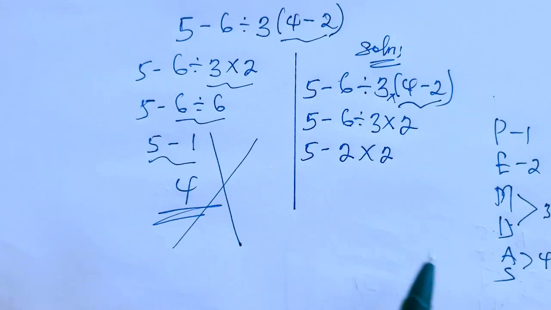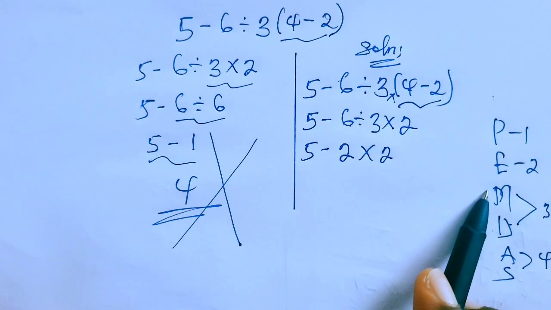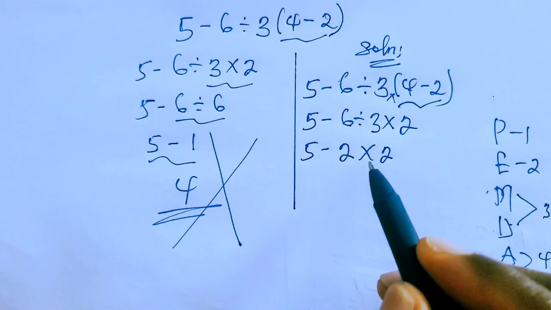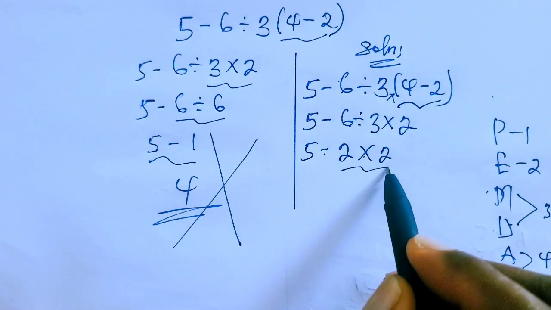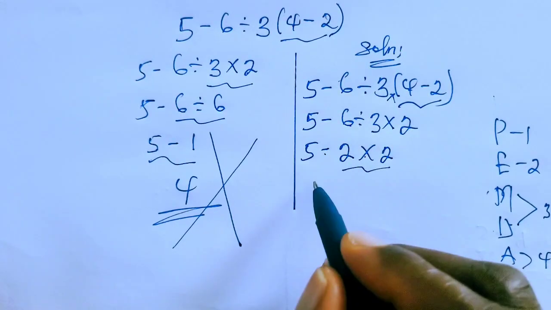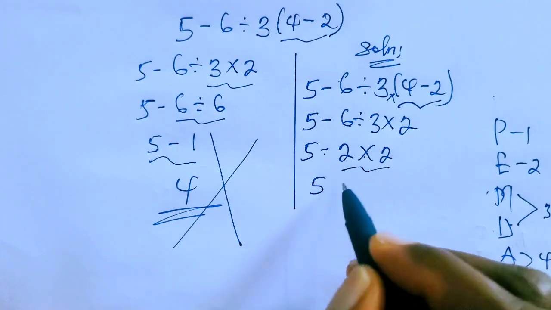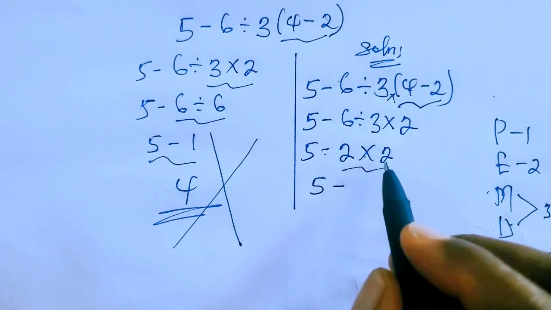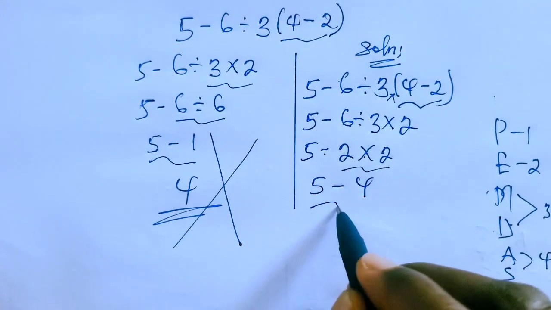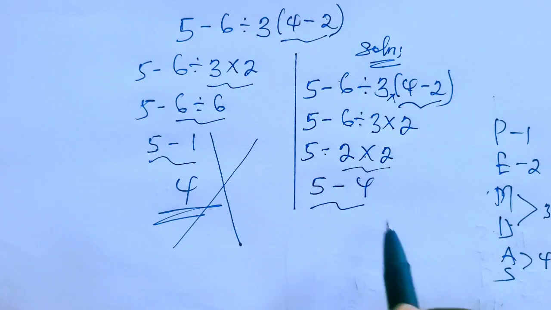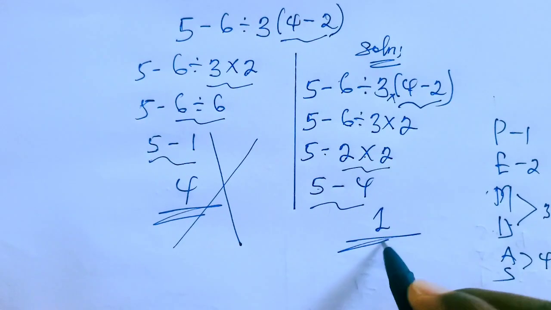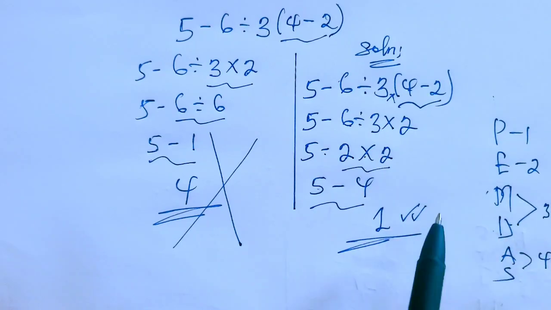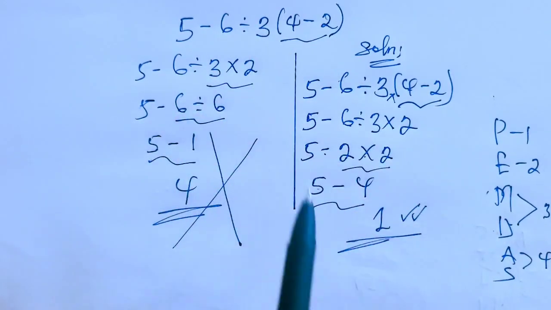And next, we are going to consider multiplication now. And multiplication is of higher priority than subtraction, and we consider this. Therefore, we have here 5 minus 2 times 2, that gives us 4. And lastly, we consider subtraction. And 5 minus 4 gives us 1. And this is the correct answer to this given expression right here.